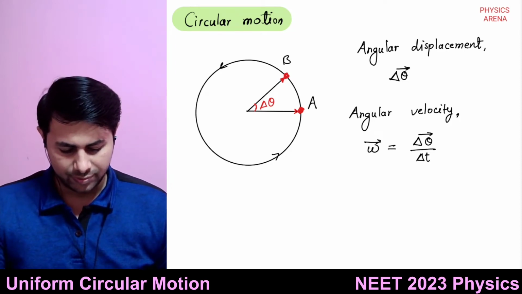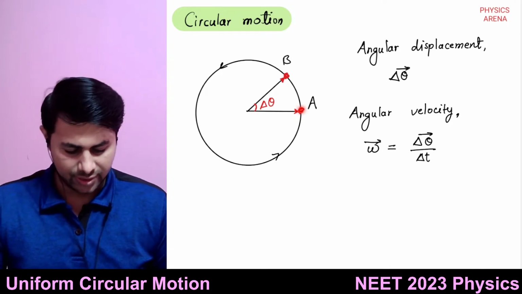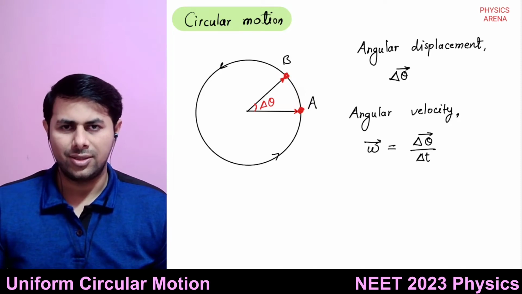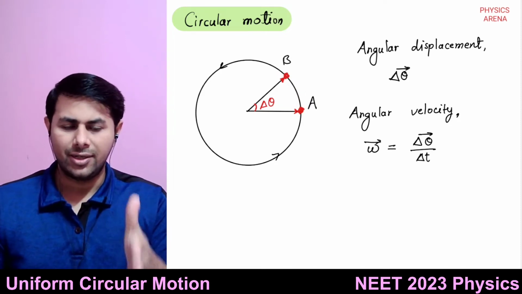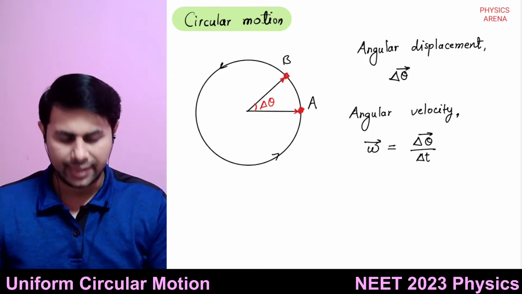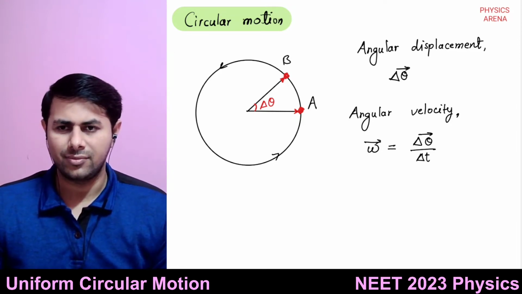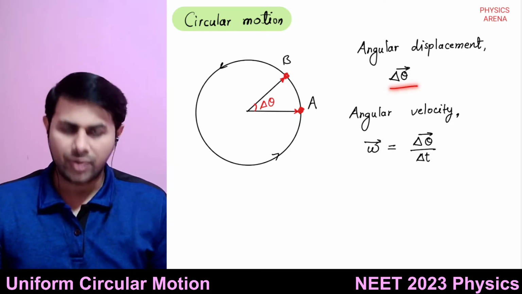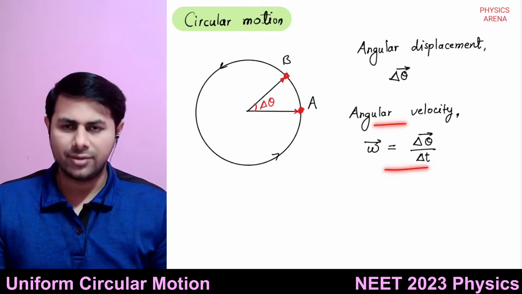So here my tab is kept like this and this object is moving from A to B in anticlockwise sense. So what would be the direction of angular displacement? So I will take my right hand, curl the fingers of the right hand in the direction of motion of the particle and stretch my thumb. So here it is vertically upwards. So is it the same for all of you? Now this is how we find out the direction of angular displacement. What about angular velocity?